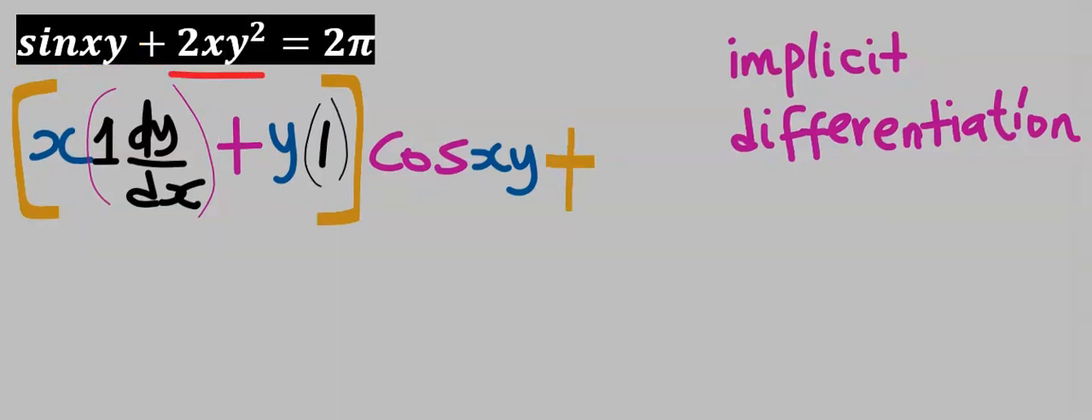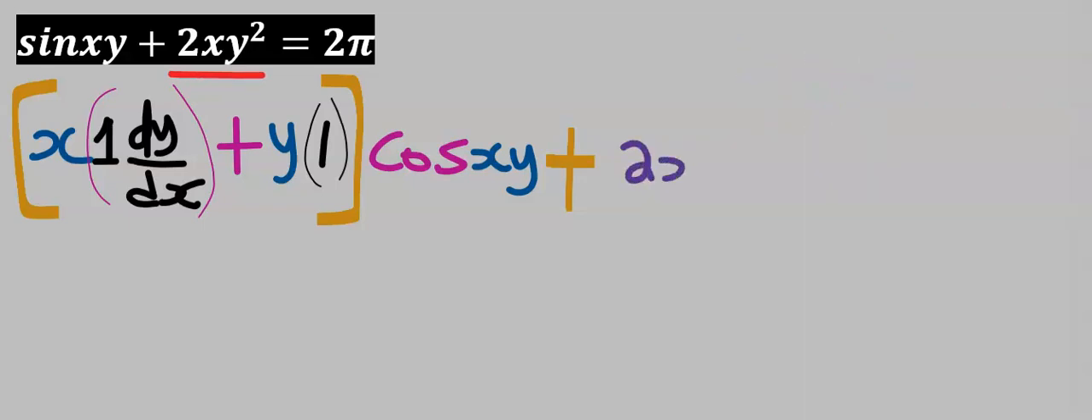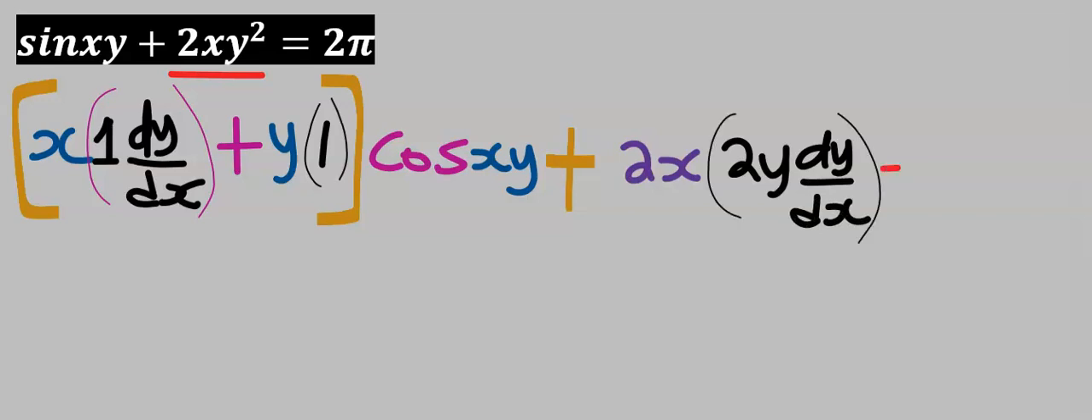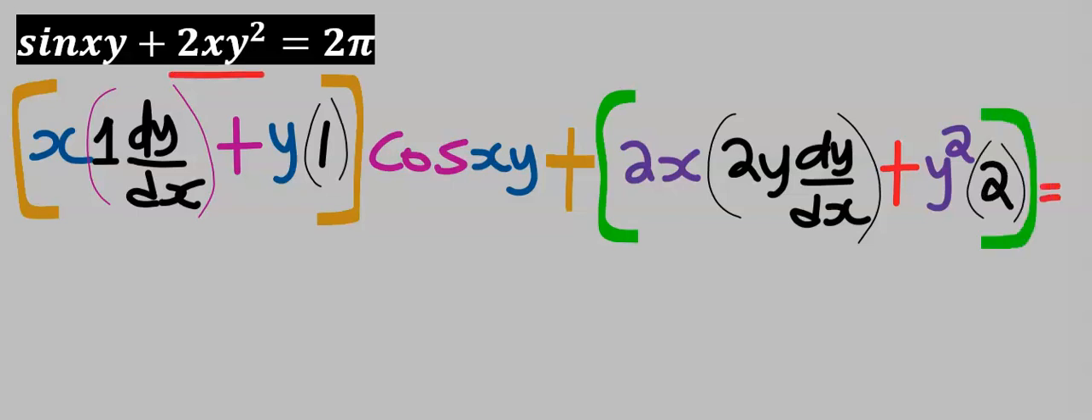Consider 2x multiplied by y squared. I'm going to keep 2x constant. If I differentiate y squared, I'm going to have 2y. Because I differentiated y, I'll multiply it with dy dx according to the rule of implicit differentiation. Next, I will put a plus. Next, I will keep y squared constant. When I differentiate 2x, I will get 2. The differentiation of this gave us this.